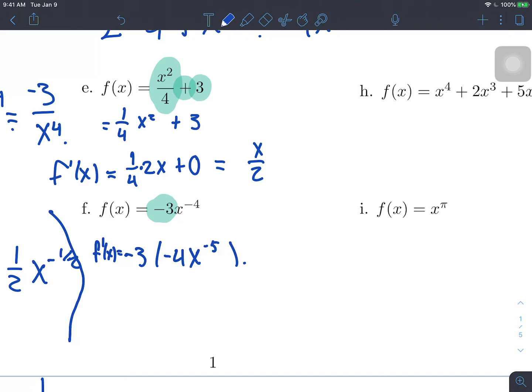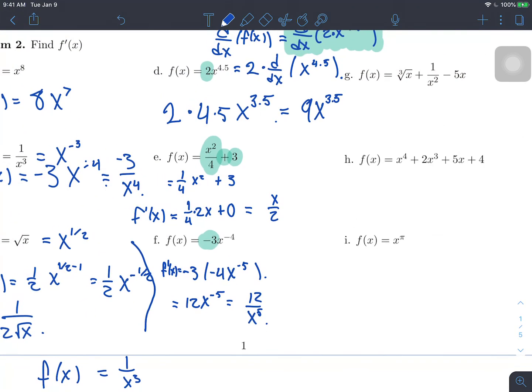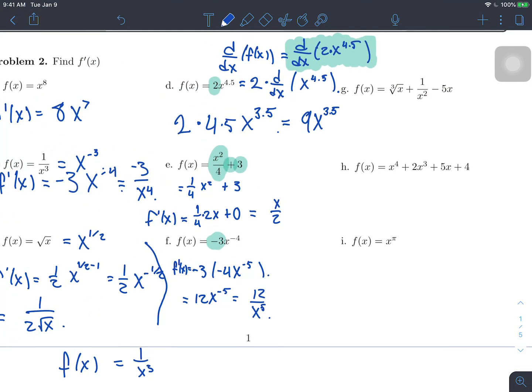Okay, so we just applied the power rule. We took the power, we multiplied it down front as a constant, and then we decreased the power by 1. Since it was already negative, it became more negative. So we get 12x to the negative 5th power, or you could write it as 12 over x to the 5th. All right, great.